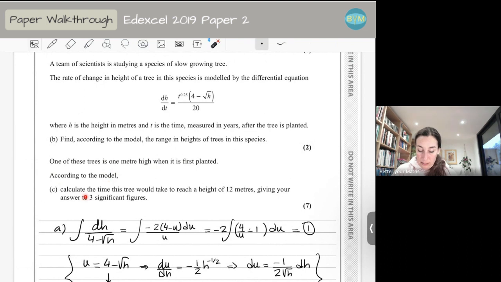According to the model, calculate the time this tree would take to reach a height of 12 meters, giving your answer to 3 significant figures, 7 marks. We have a differential equation. They haven't asked us to integrate it here, so we have to solve it in the last part, to have a function that relates h and t, and that's what we are going to do.